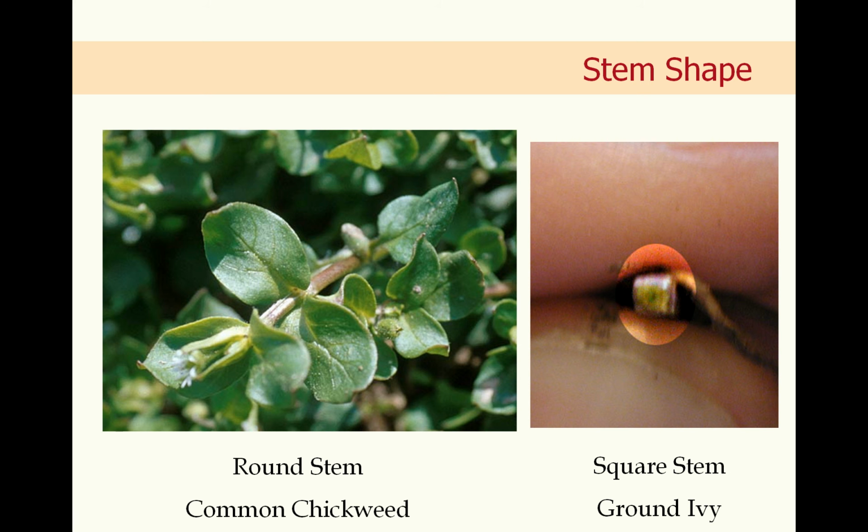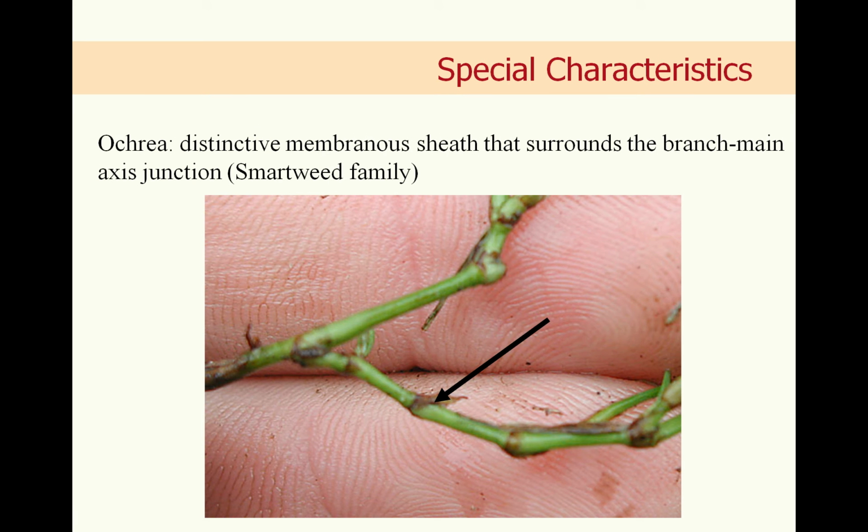Another useful characteristic that can be used for identification is the shape of the stem. Here you can see that common chickweed has a round stem, while ground ivy has a square stem. The ochrea, which was mentioned earlier, is found on members of the smartweed family.